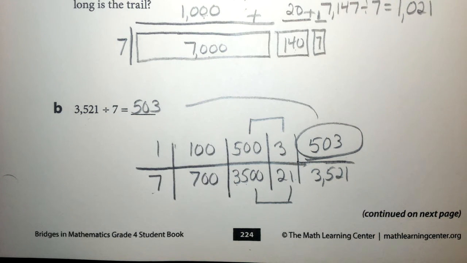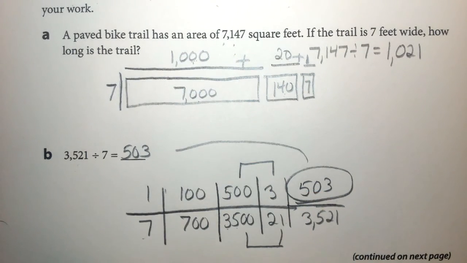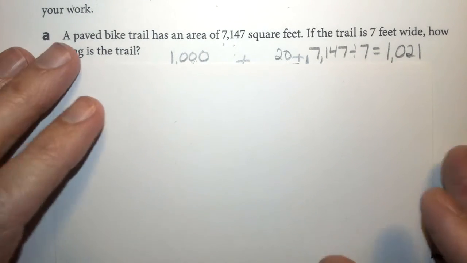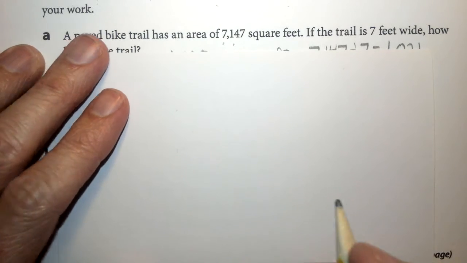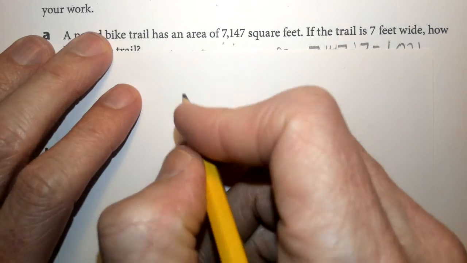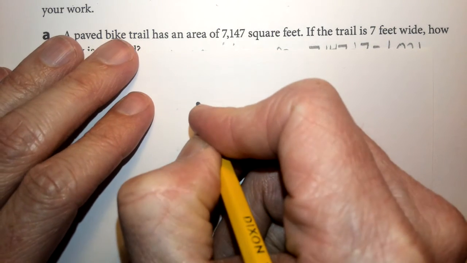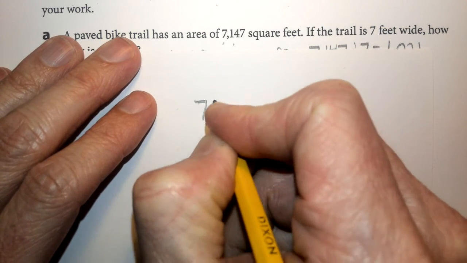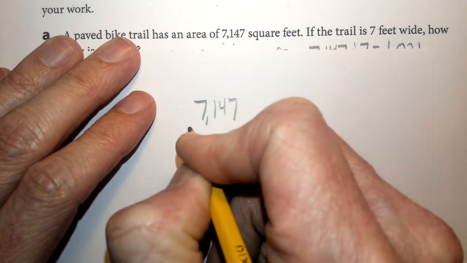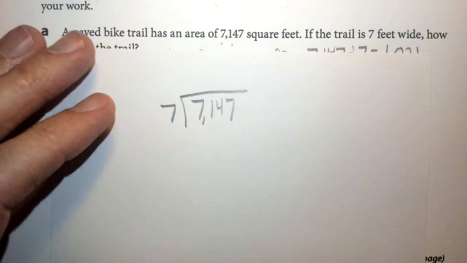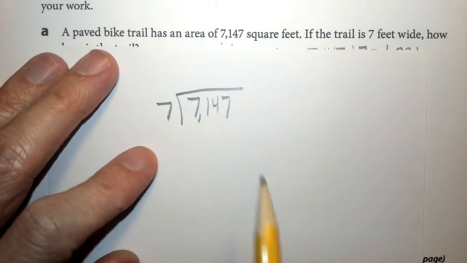Now I'm going to show you with my little note card here the long division for this problem. And again, if you want to practice this with me, you can. I recommend you do this. So here is long division. So I'm going to do 7,147 divided by 7. That's how you set up the division problem.